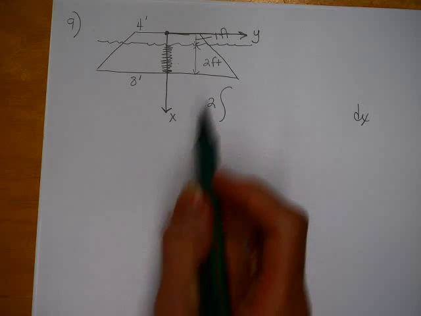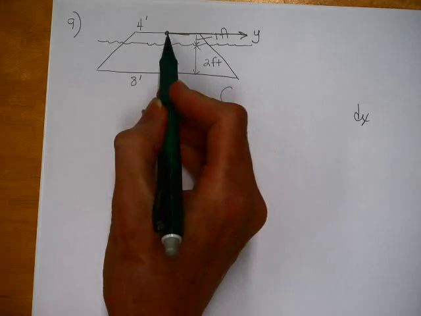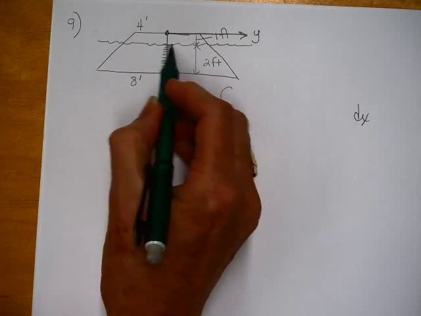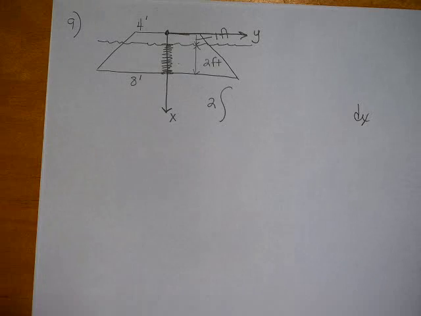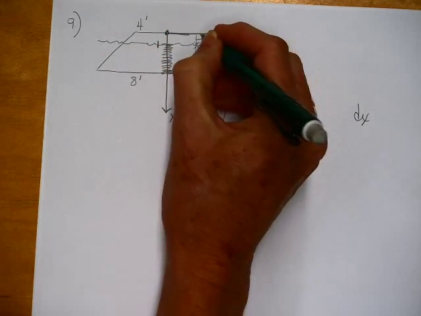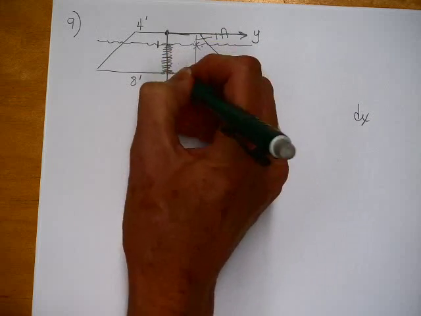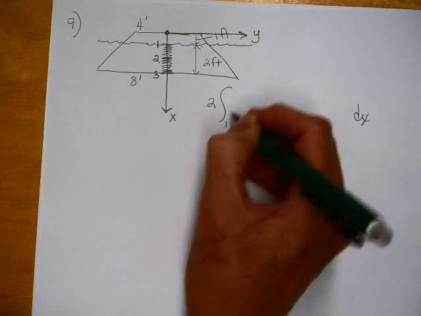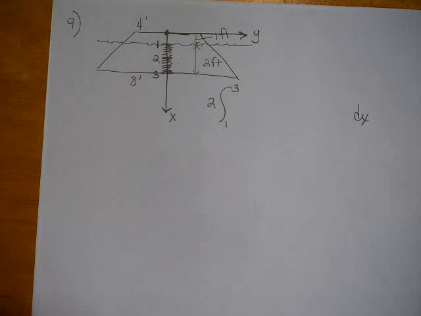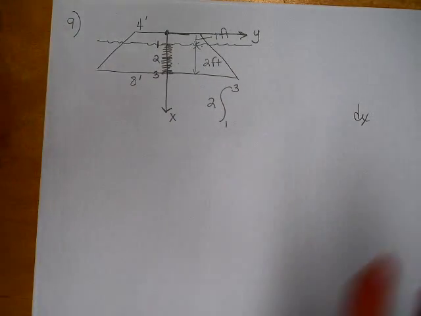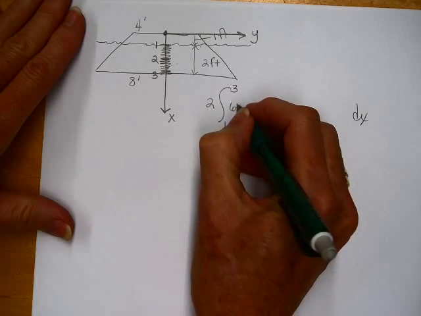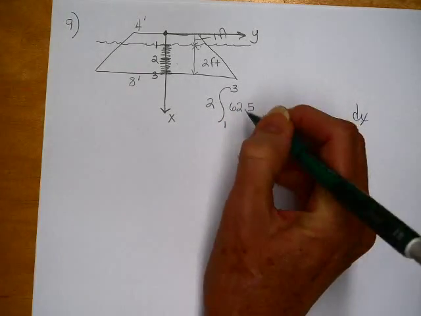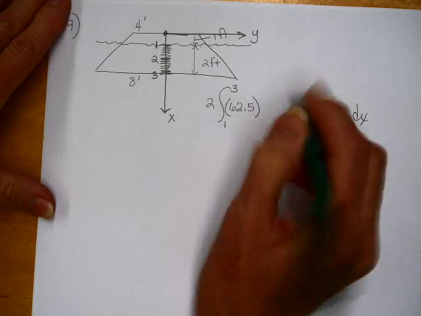Look at your picture. Where am I integrating? If this is 0, what is this number and what is this number according to what they gave me? 1 and 3, exactly. This is 1. They told me there was a foot of space up here. There's 2 feet of water here, so I'm going from 1 to 3. All right, I'm in feet, so that's US. So I just need 62.5, and that takes care of the gravity and the water and everything.